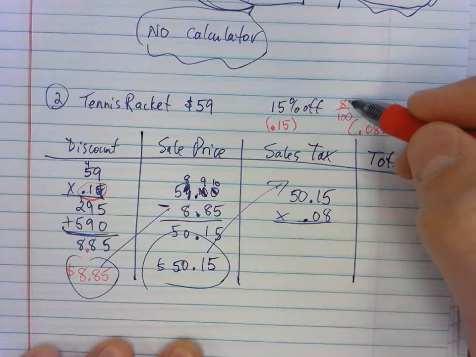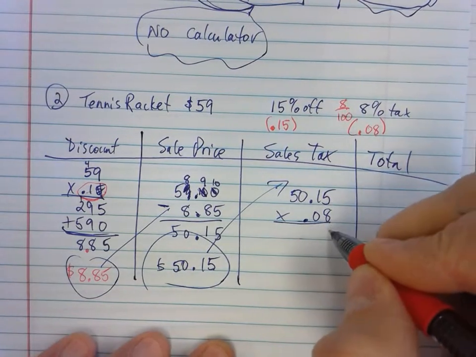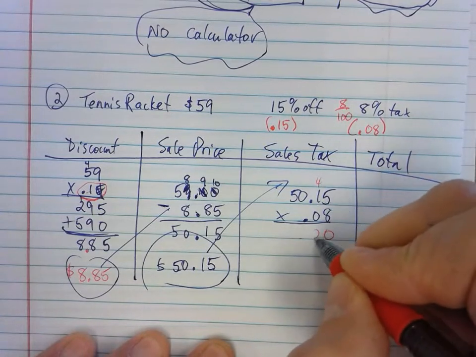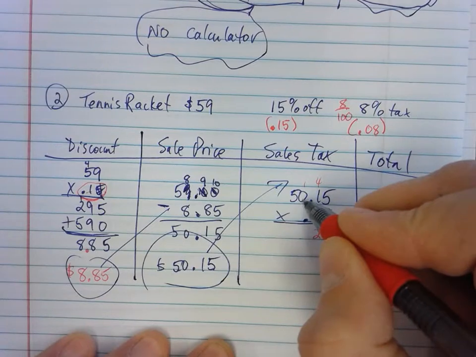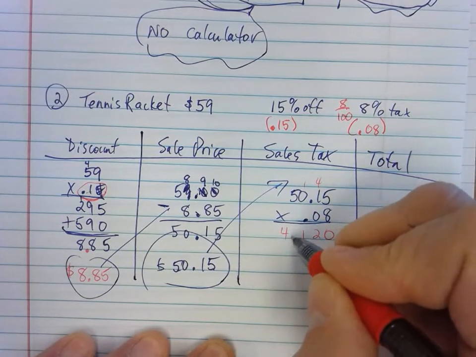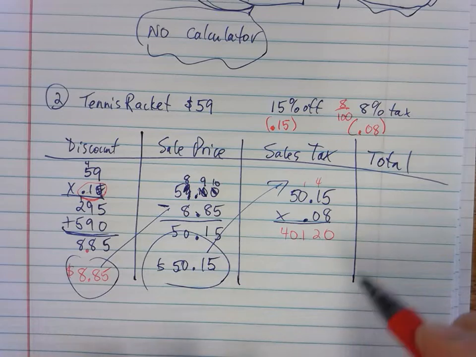8 times 5 is 40. 8 times 1 is 8 plus 4 is 12. Carry the 1. 8 times 0 is 0 plus 1 is 1. And again, 8 times 5 is 40. Well, that was easy enough. 40120. Now the question is, just like we did in the last one, how many places am I going to need to move the decimal over?